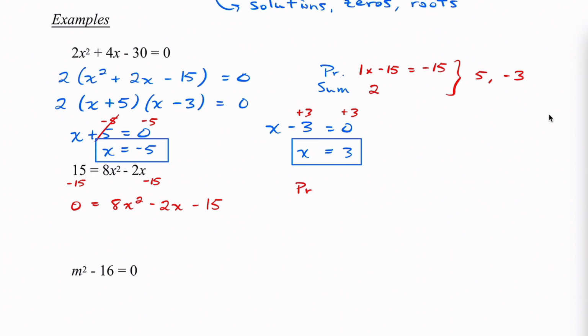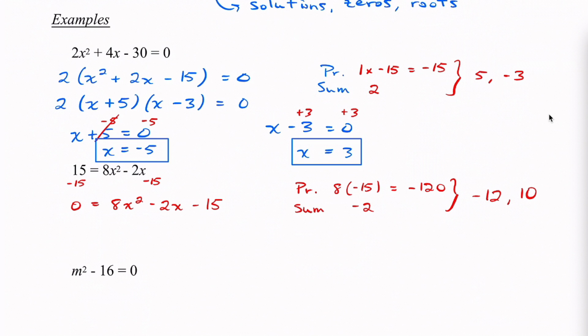So the product is taking the first number, 8, times that last number, -15. And when we do that, you get -120. The sum is the middle number, so that's -2. So we're going to try to find two numbers. They're going to multiply to -120, and they're going to sum up to -2. If you wanted to pause the video to try to think of the numbers, you can do so. Okay, so those two numbers are -12 and 10.